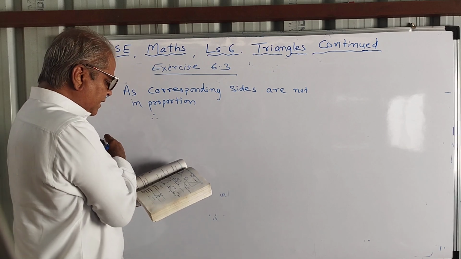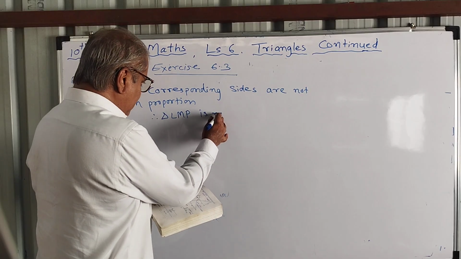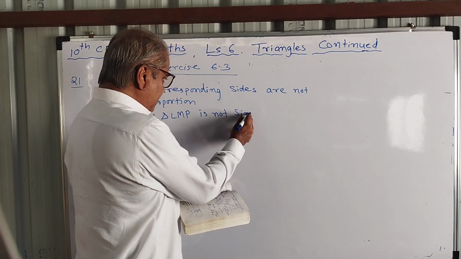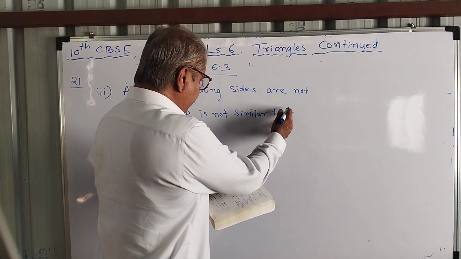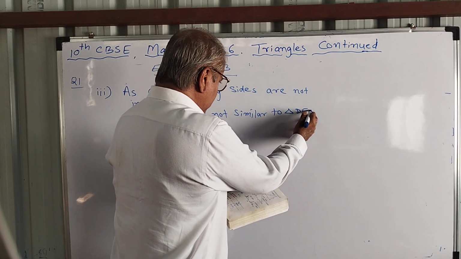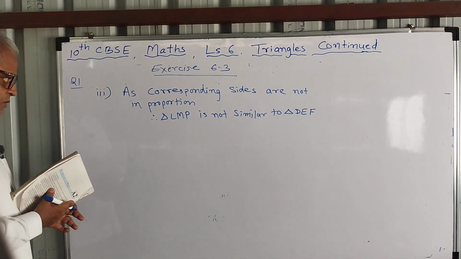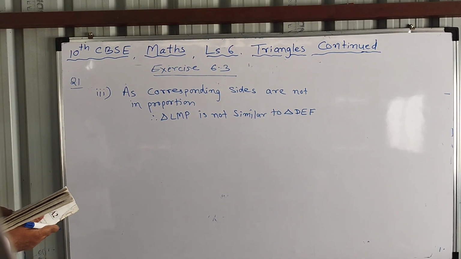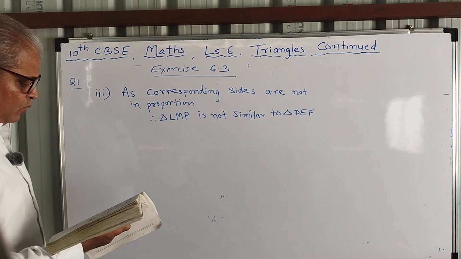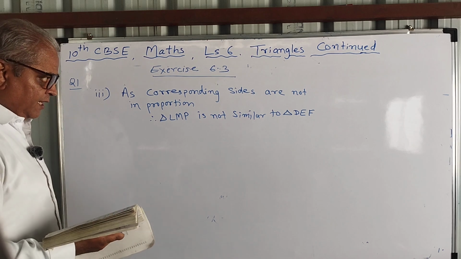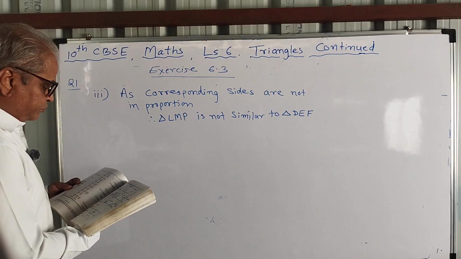Therefore, triangle LMP is not similar to triangle DEF. When two triangles are not similar, only mention the reason, that is, corresponding sides are not in proportion. The information regarding the sides is given, and if you find the ratio, it is not the same ratio, that's why the triangles are not similar.